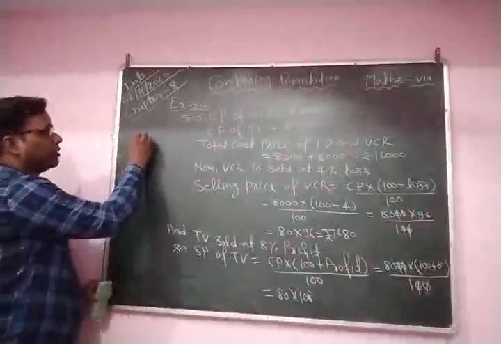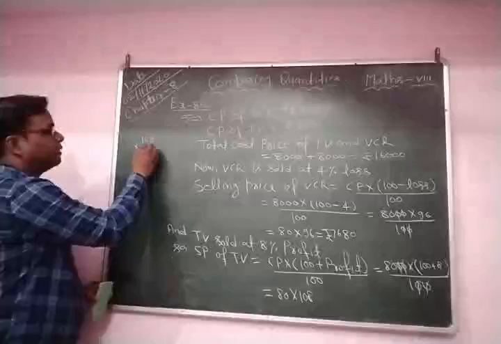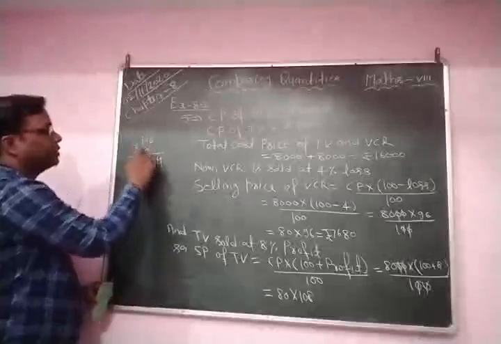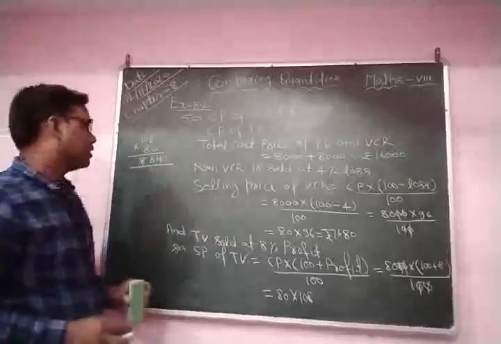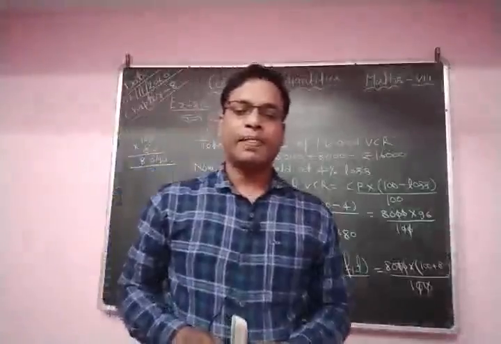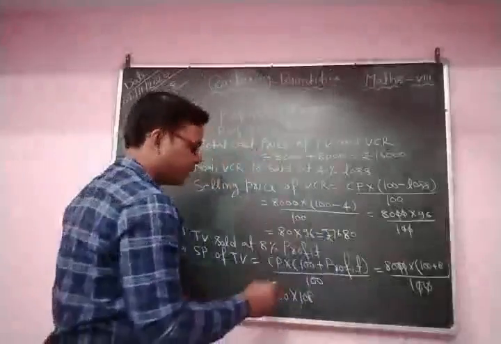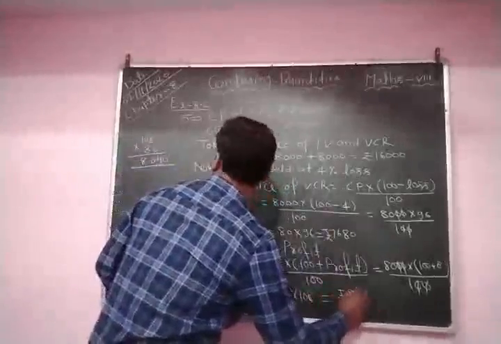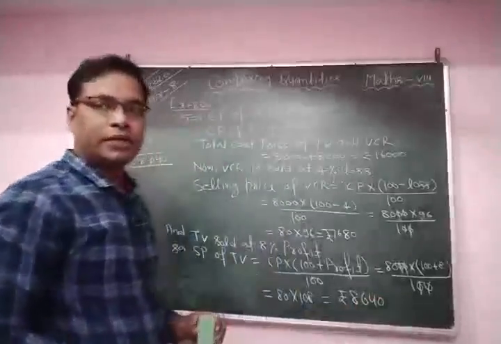So let's see what the selling price of TV is. You can write here 108 multiplied by 8. 8 eights are 64, clear, and so on, giving 8,640. 8,640 is the selling price of TV. So you can write here the selling price of TV is 8,640.